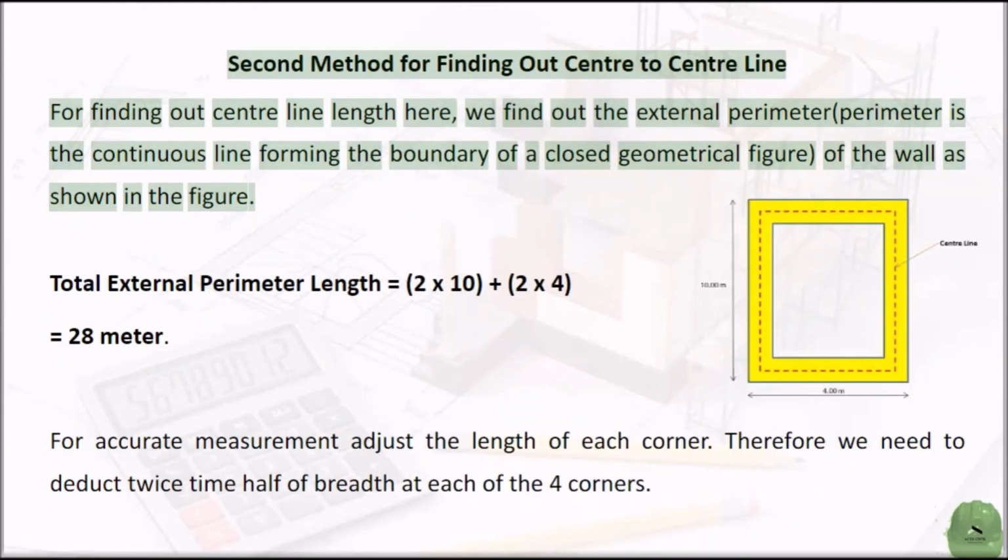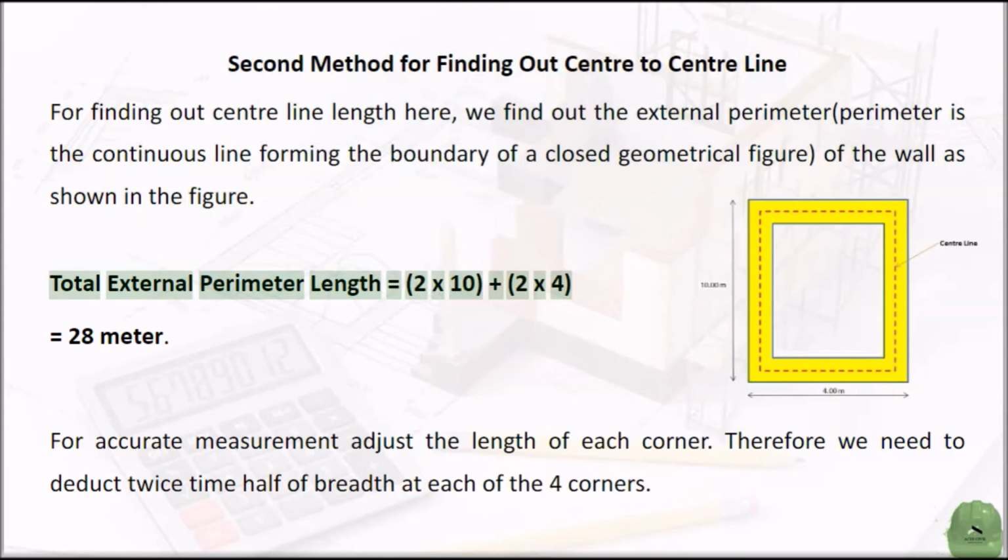Second method for finding out center to center line. For finding out center line length, here we find out the external perimeter. Perimeter is the continuous line forming the boundary of a closed geometrical figure of the wall as shown in the figure. Total external perimeter length equals 2x10 plus 2x4 equals 28 meter.